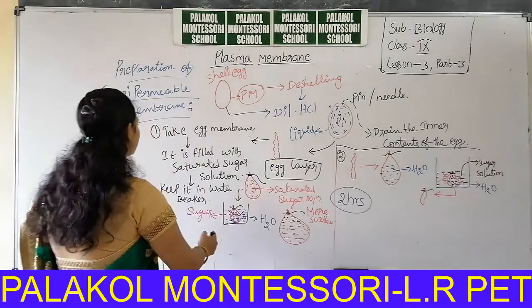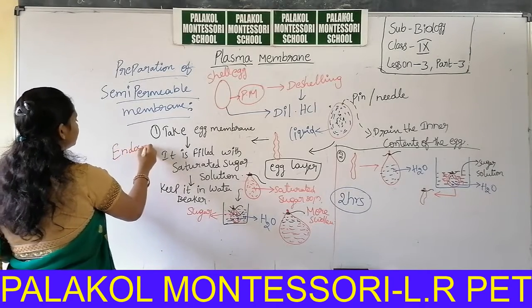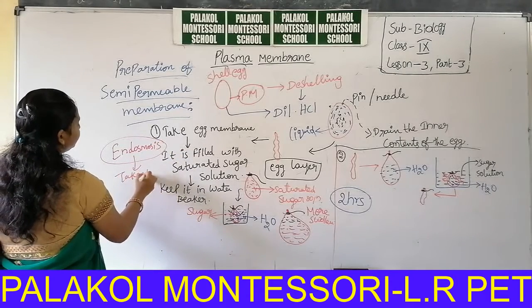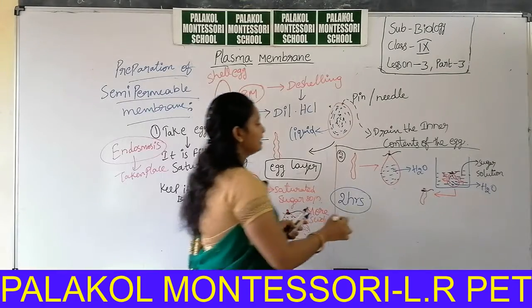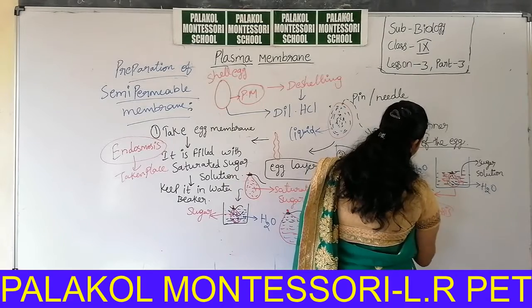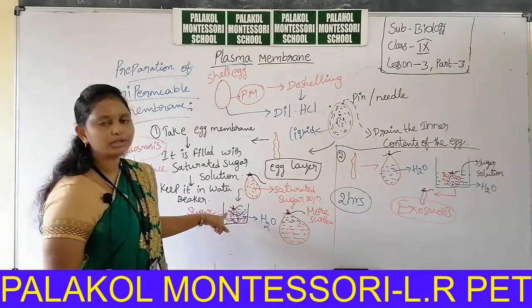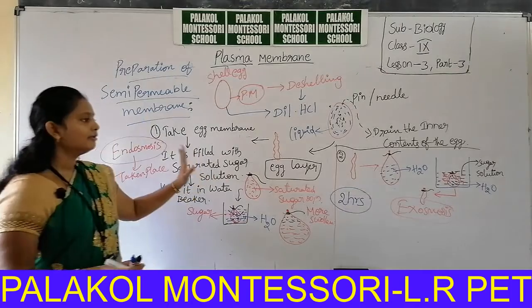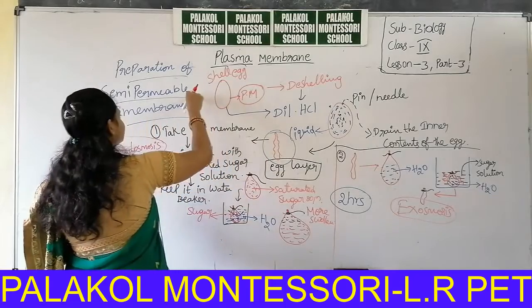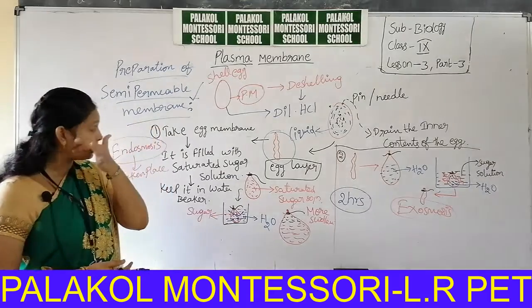Here endosmosis takes place. Here exosmosis takes place. That's why the water is moving from high potential area to the low potential area. So from this case we can conclude that the egg membrane acts as a semi-permeable membrane.